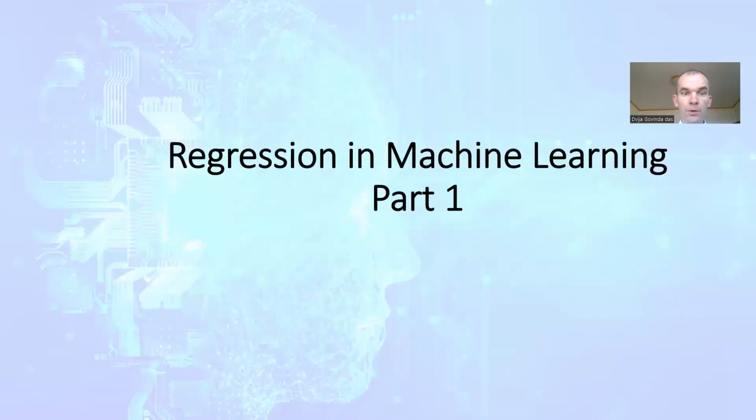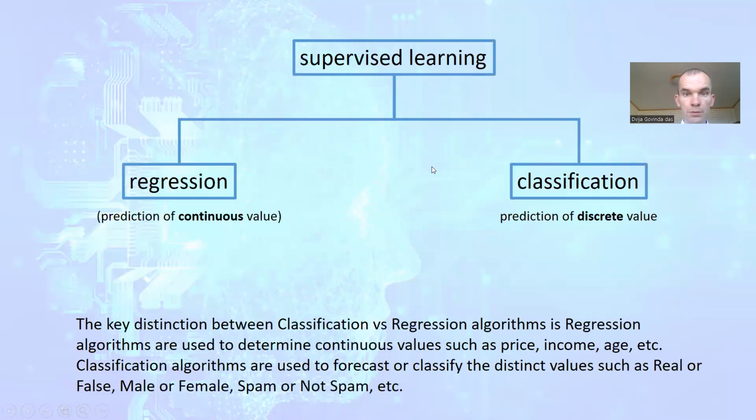In this video, we're talking about regression in machine learning. This is the first part in a series of videos dedicated to this topic. As we know, supervised learning is divided into two main categories, regression and classification. Regression pertains to the prediction of a continuous variable, and classification concerns prediction of a discrete variable.